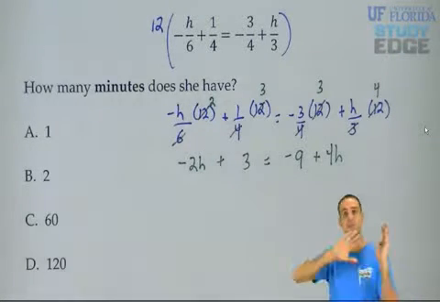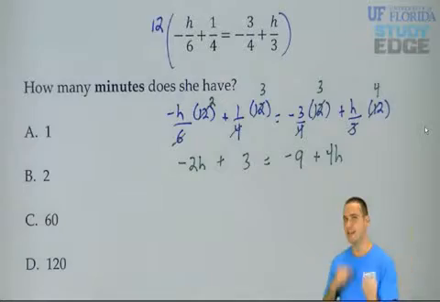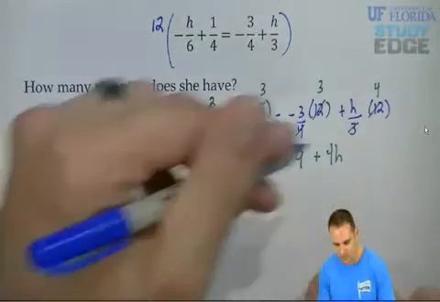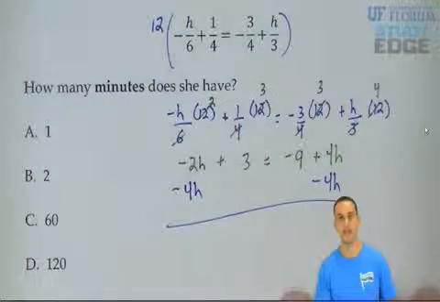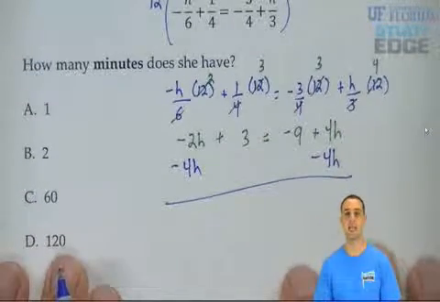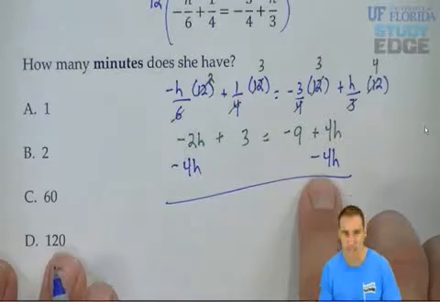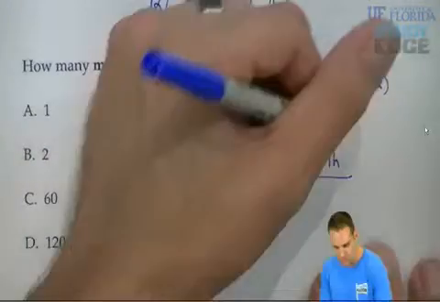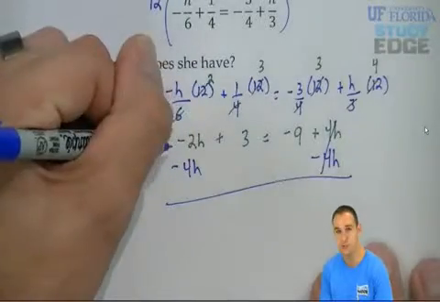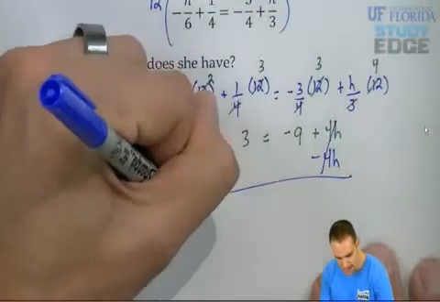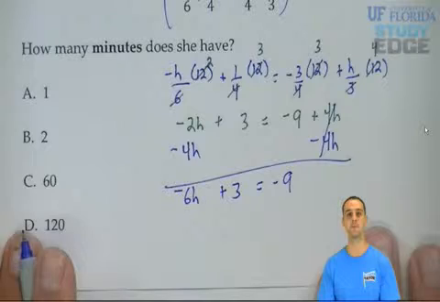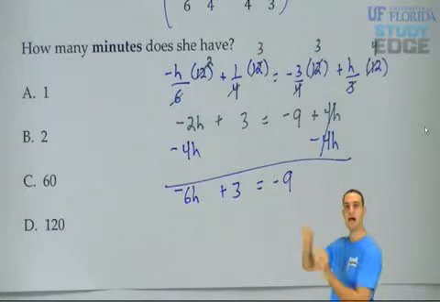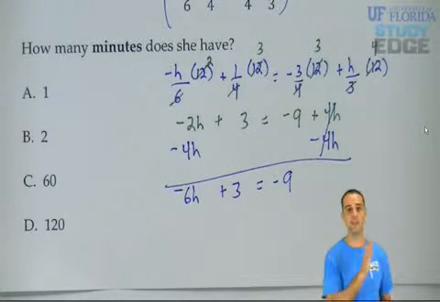Move my variables to one side, my numbers to the other, and divide if needed. I'm going to move my 4h. The opposite of adding 4h is subtracting 4h. So subtract 4h, those cancel. Negative 2h minus 4 more h will be negative 6h plus 3 equals negative 9. I move my variables to one side. I'll now move my numbers to the other.